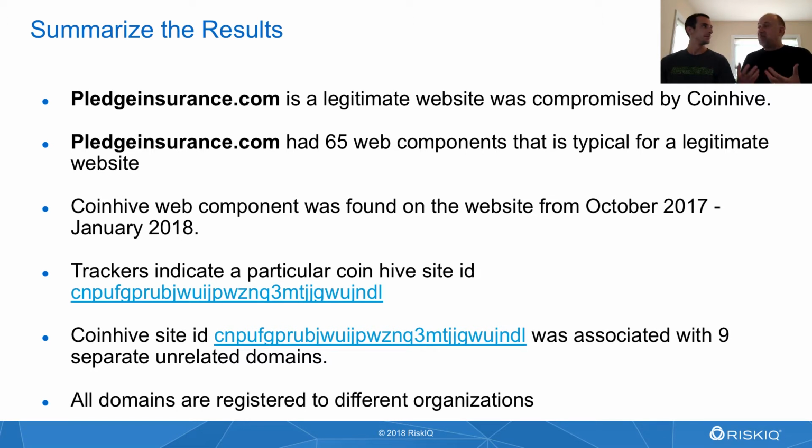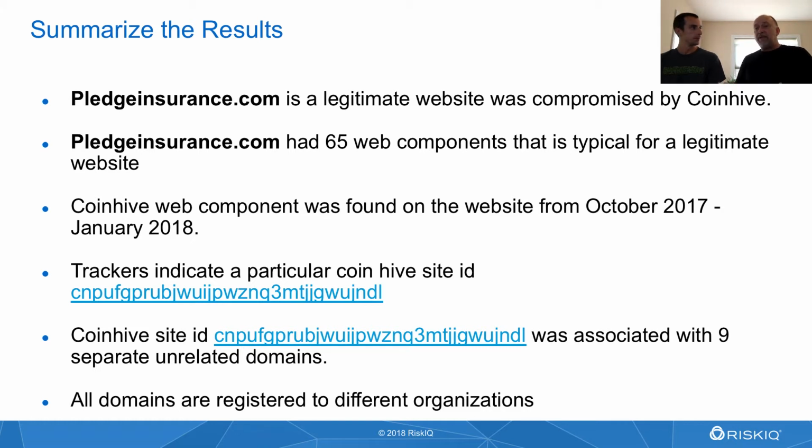So if we summarize what we accomplished, we looked at pledge insurance that had some issues with performance. And by digging in, we found out that there was something unusual that was installed, CoinHive. And with that CoinHive instance, there was a site key. Yep. And with that site key, when we looked at it, there were 8 other domains that also had that exact same site key. So they were related to each other.